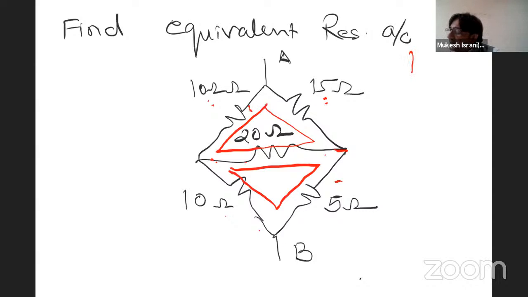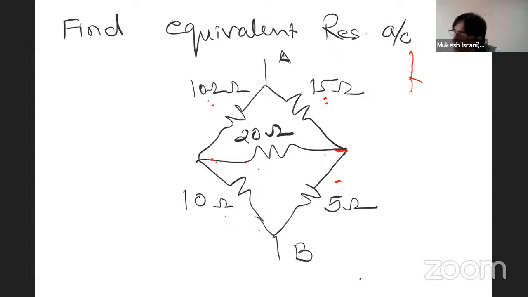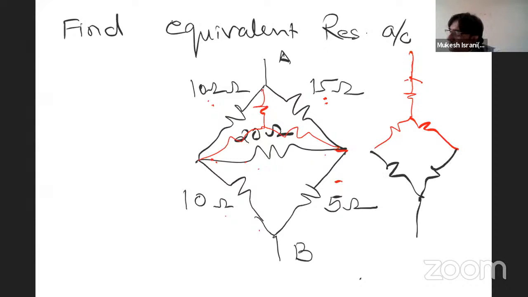And if I convert a delta to a star, then I can convert these three resistances, or the lower three resistances, into three resistances like this. I'll have a new diagram which looks like this, and the original one remains like this. So this is B, this is 10 ohm, this is 15 ohm, and these three resistances are new, and I have my upper point A.